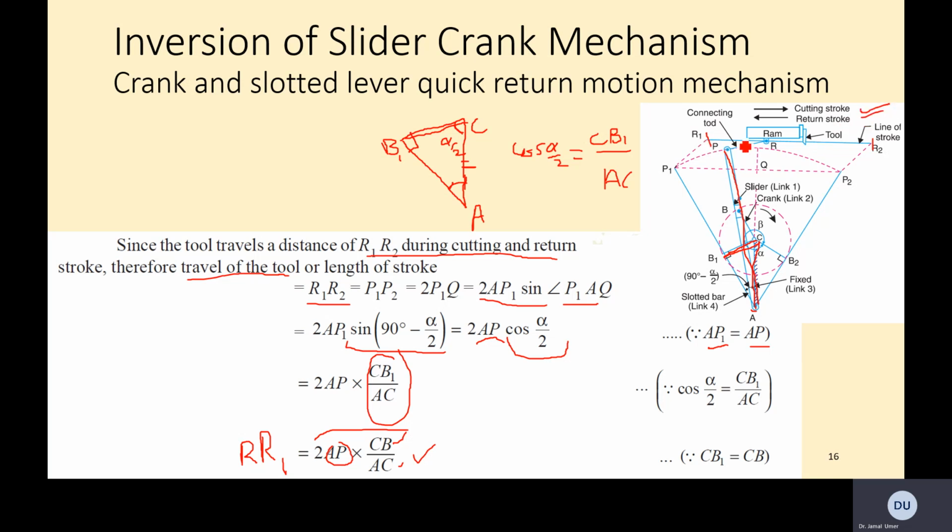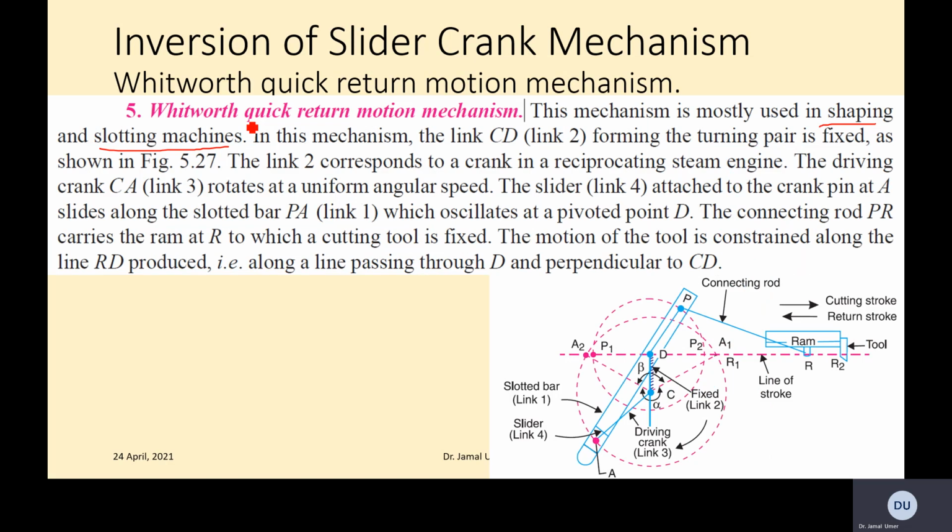The shaping is basically when you want to remove material from some part. So you can look at any animation or video available, or you can read about the shaper machine, which is required for the cutting and removing of material. So the next one is the Whitworth quick return motion mechanism, which is also for shaping and slotting machines.